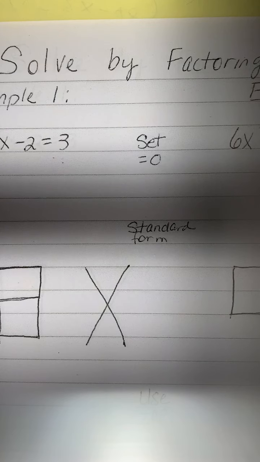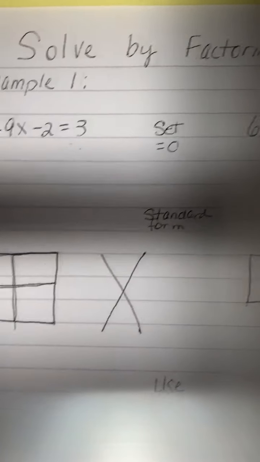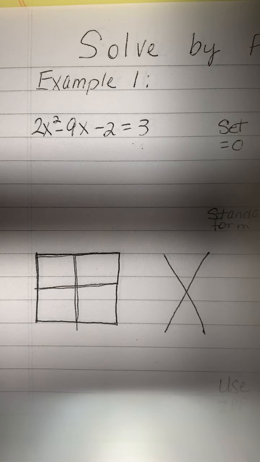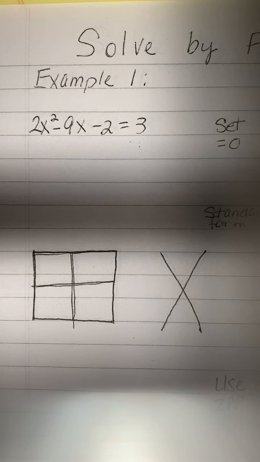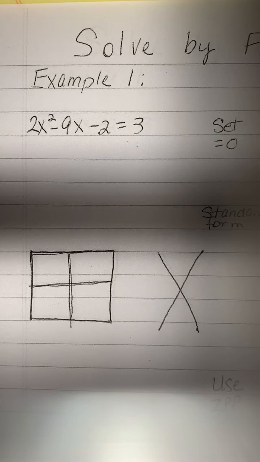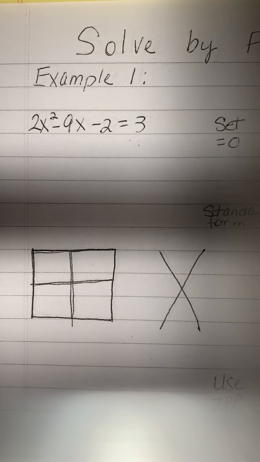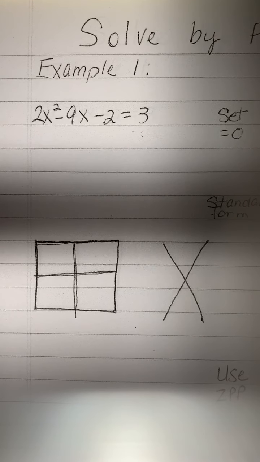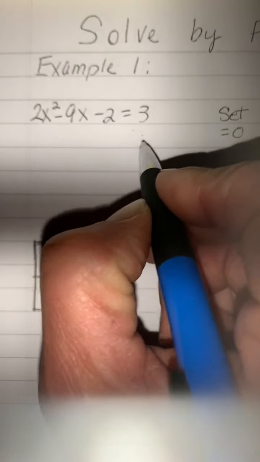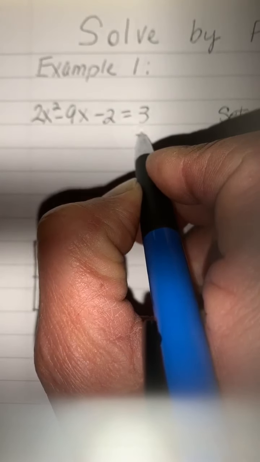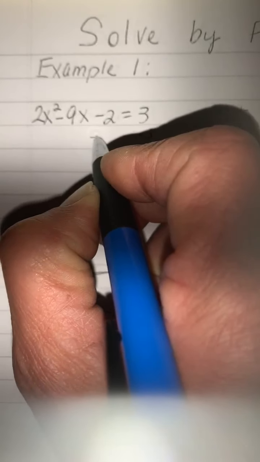Today I'm going to review with you how to solve a quadratic by factoring. All right, example number 1, 2x squared minus 9x minus 2 equals 3. The very first step, very important step, is to make sure your quadratic equals 0 before you factor it. So in this case, our quadratic equals 3. So in order to make it equal 0, I need to subtract 3 from both sides.